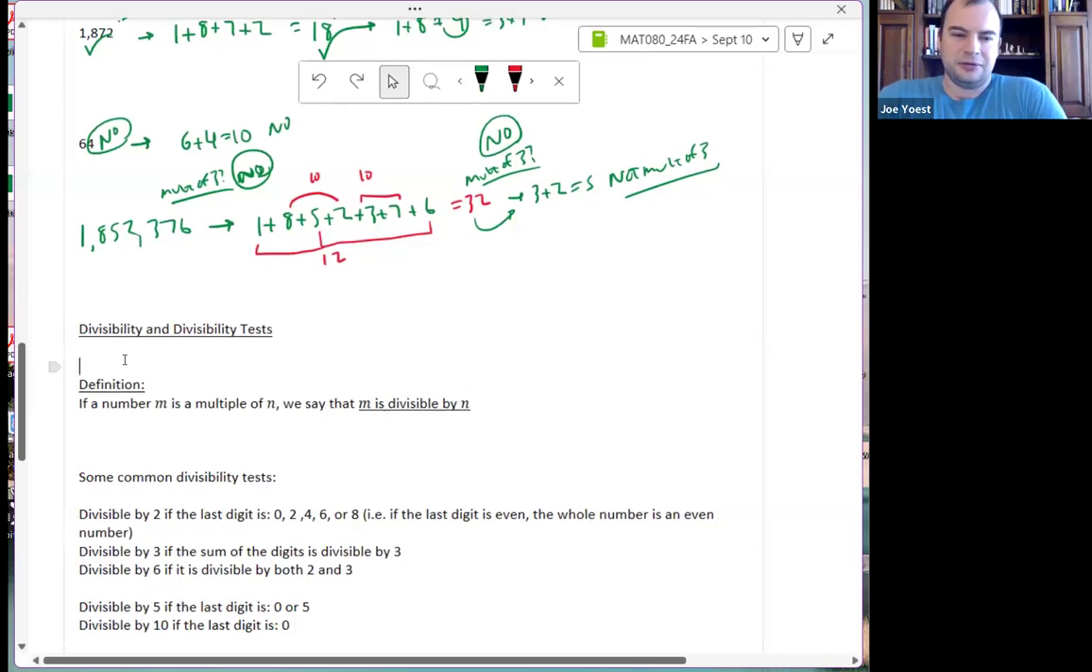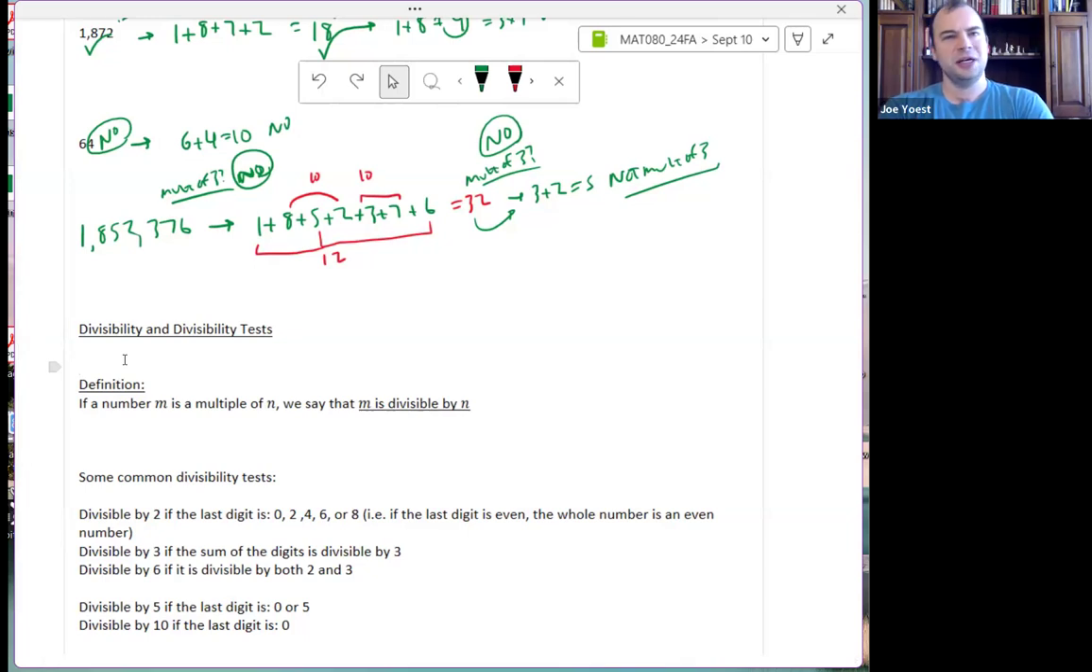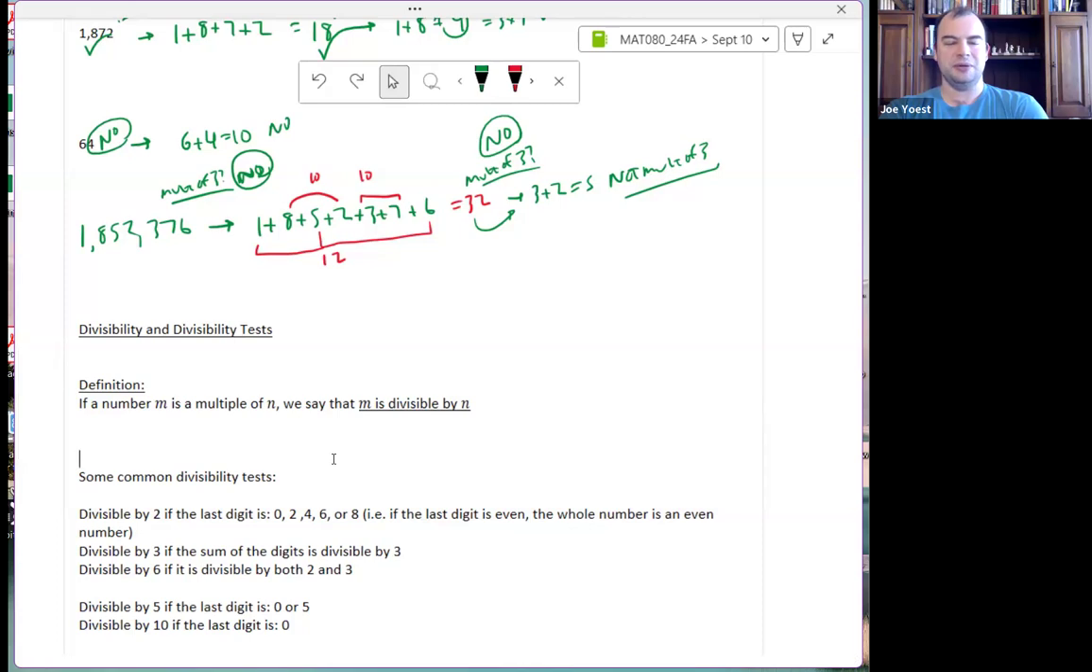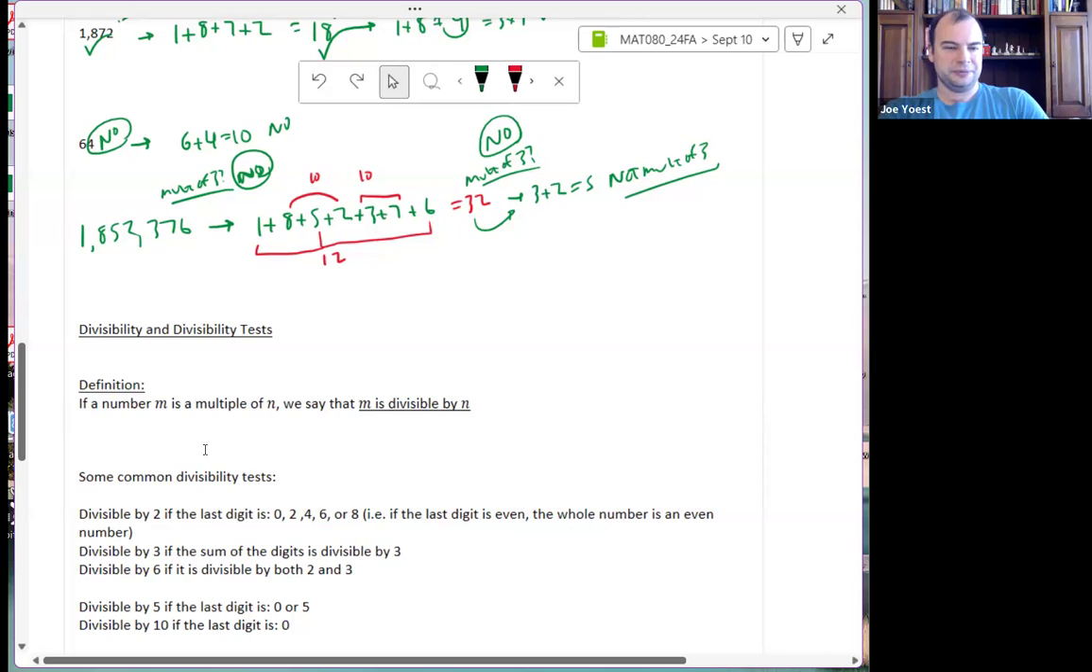Okay, so the ideas of divisibility and divisibility tests, we've already pretty much described these ideas with the examples that we just did. So if we want to carefully define divisibility, we would say that a number m is a multiple of n. If m is a multiple of n, if m equals n times some natural number, then we say that m is divisible by n.